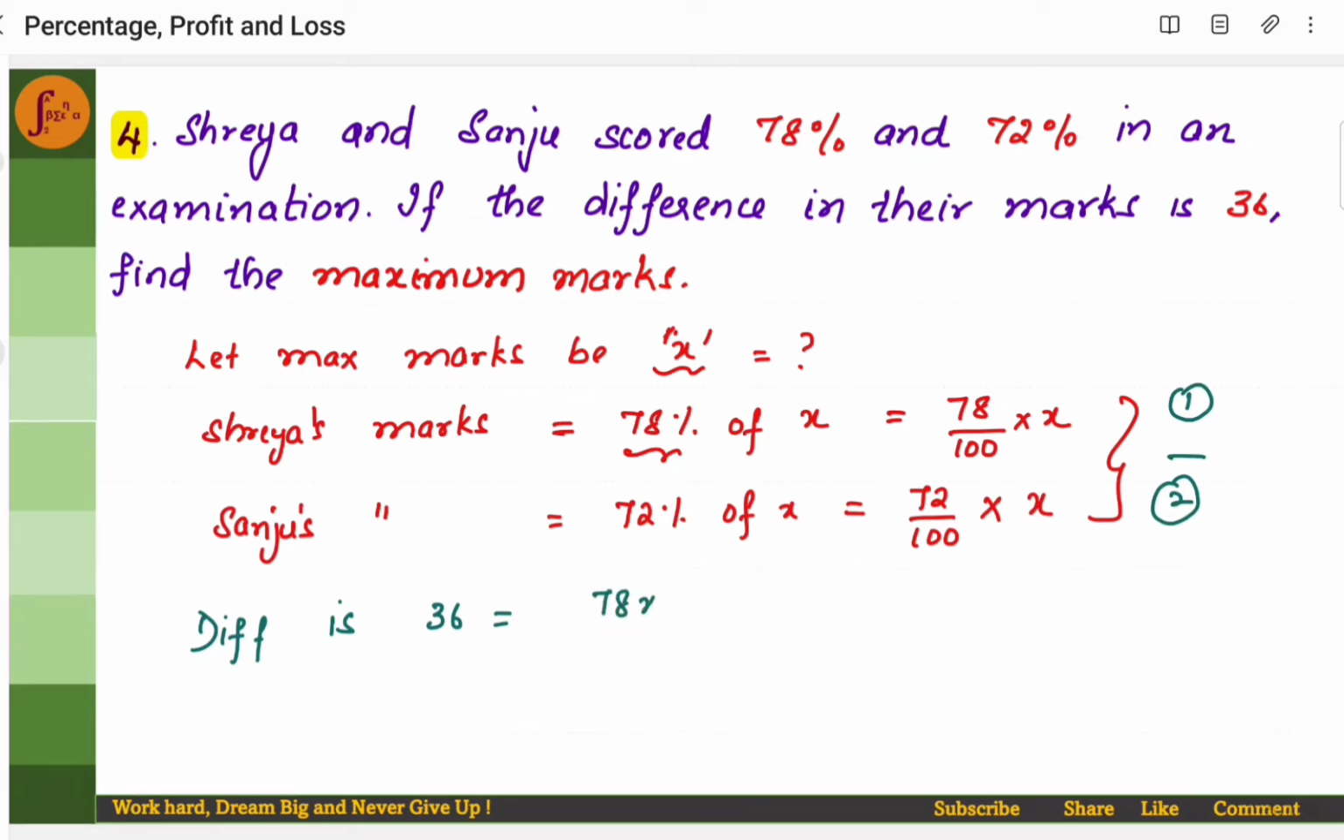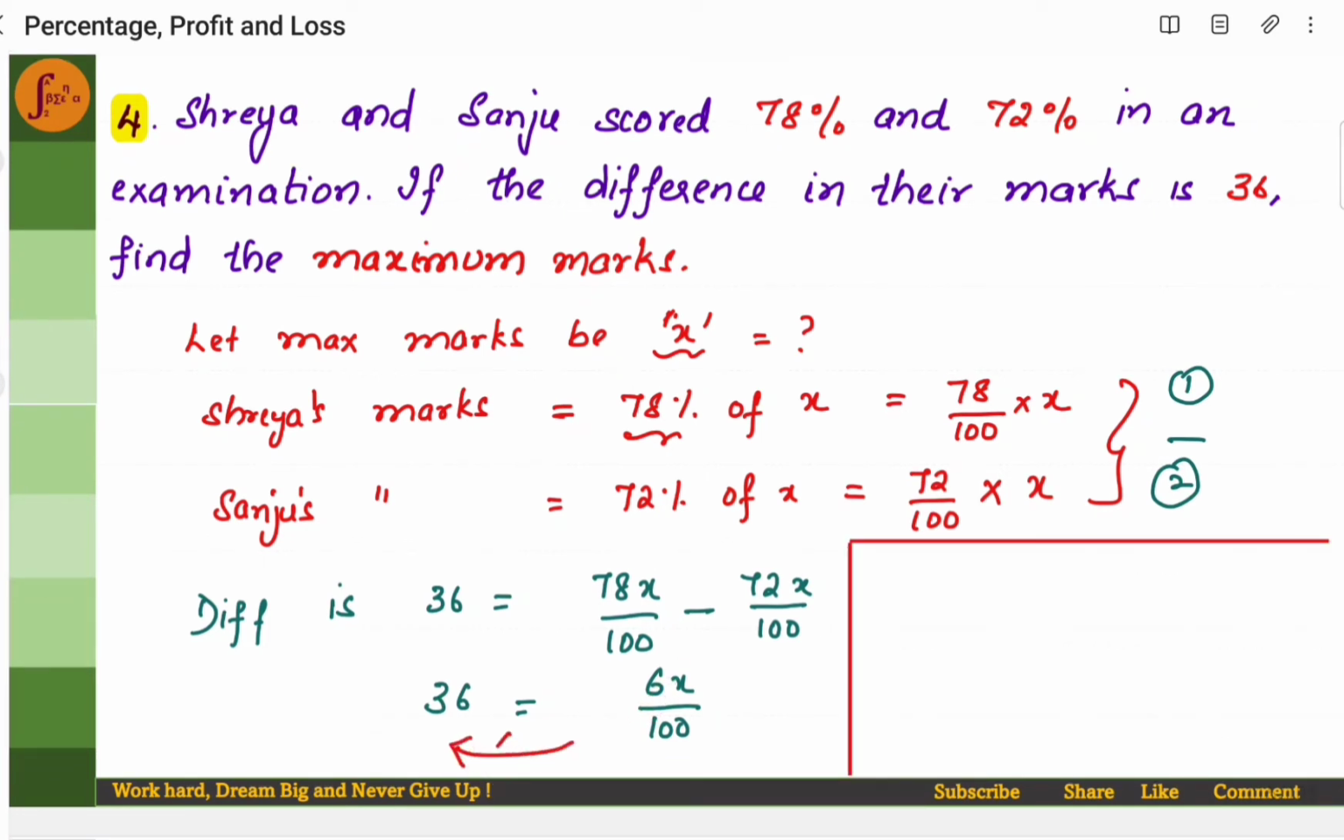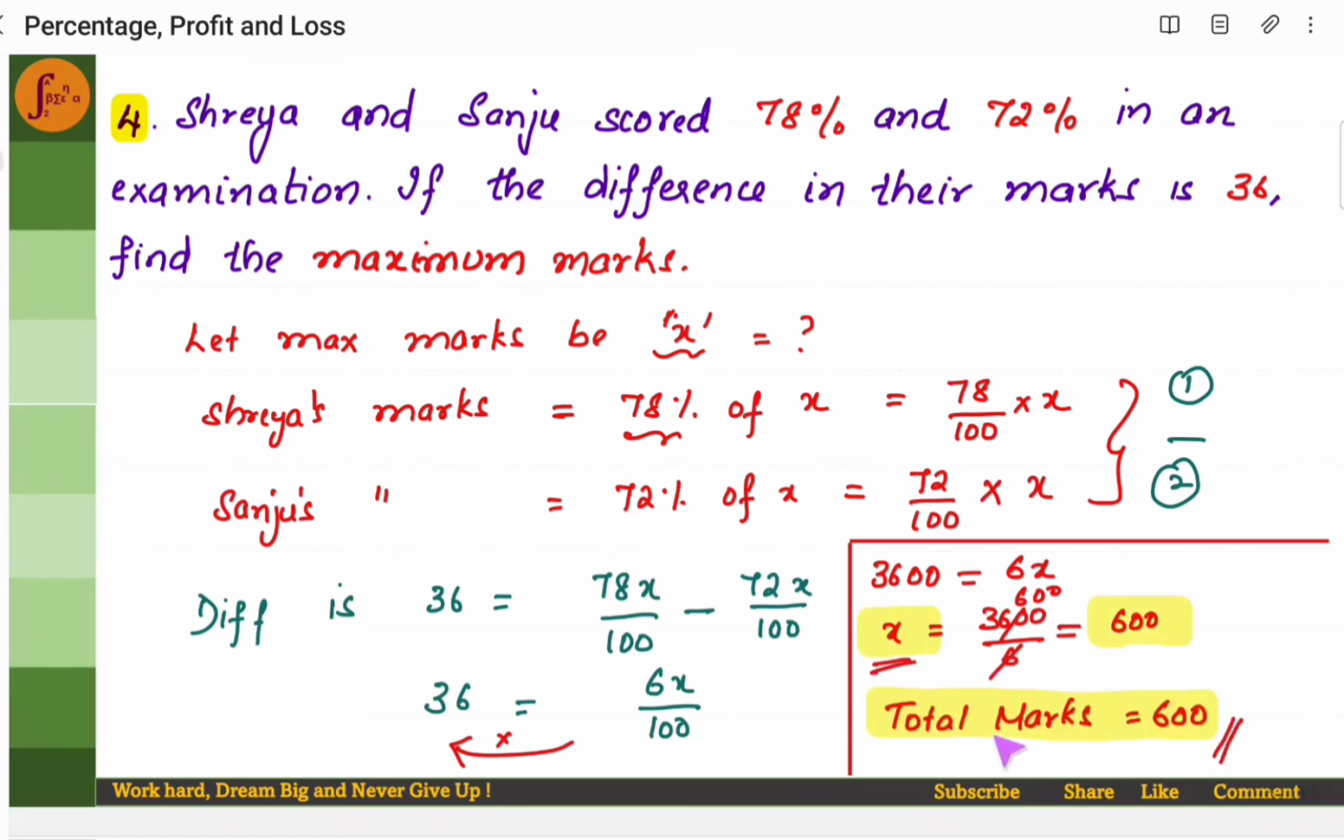That is 78x by 100 minus 72x by 100 is 36. Now this will be 78 minus 72 is 6x by 100 should be equal to 36. Which means we'll shift this 100 here. It will become multiplication. 3600 is equal to 6x, which means x is equal to 3600 by 6, which is 600. What is x? Total marks. So total marks is 600.